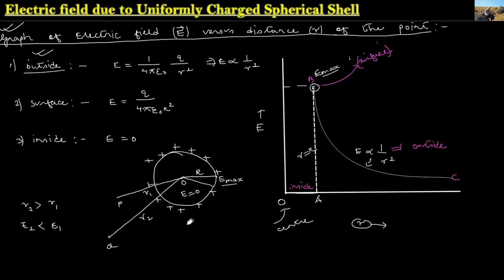If you plot a graph for functions of 1 by R square, all these functions will give you this type of graph. If you take the function R square, you'll get a parabolic graph. These are the types of graph which express the variation of E versus our distance. So just go through all these discussions for the point which is outside, the point on the surface, and the point inside the surface for more clarity.